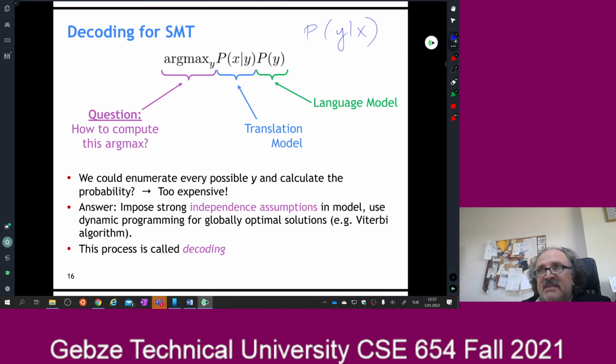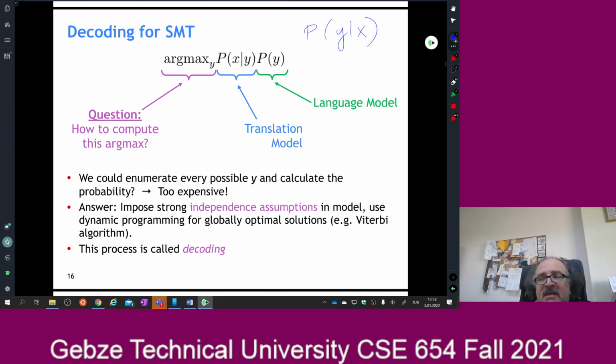What is the sentence that makes this probability maximum? Enumerating all possible y is not an answer. Like we did before with language modeling, we are going to assume independence assumptions. We are going to assume more constraints like those, which will make our model a little bit weaker, a little bit less realistic, but that's what we can do, and we are going to do it.